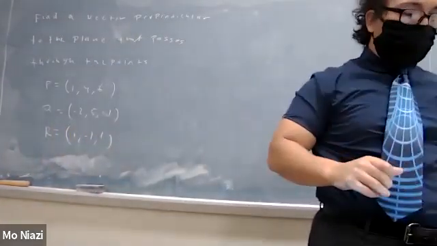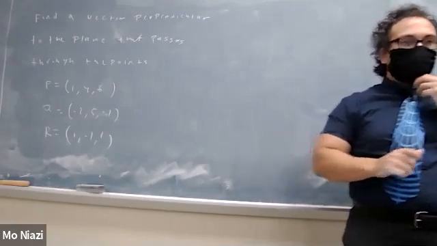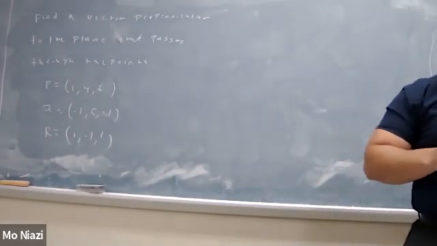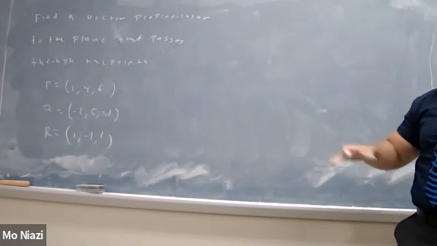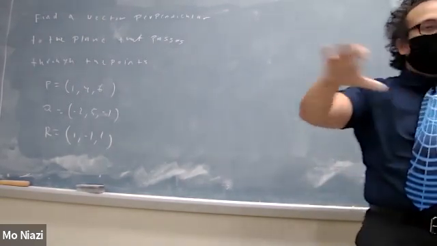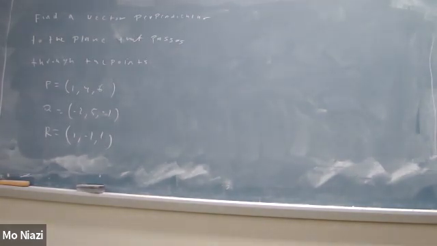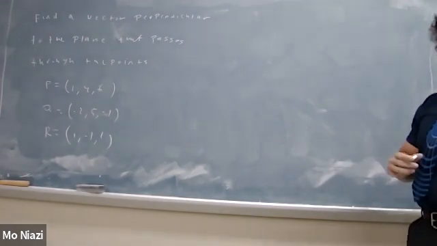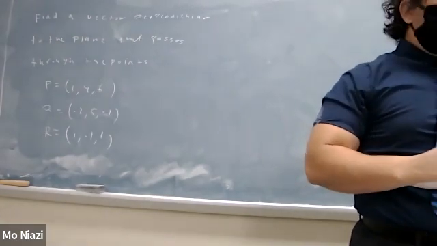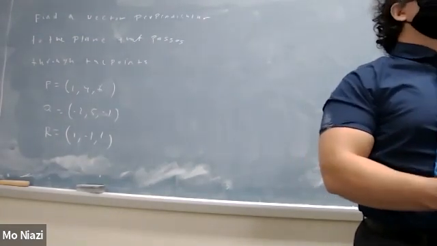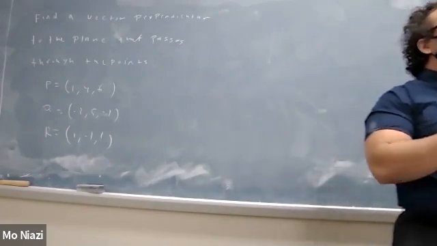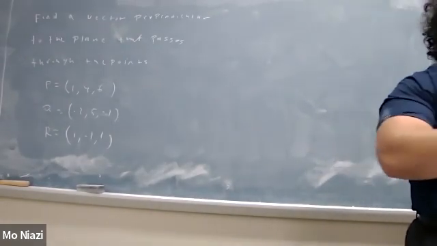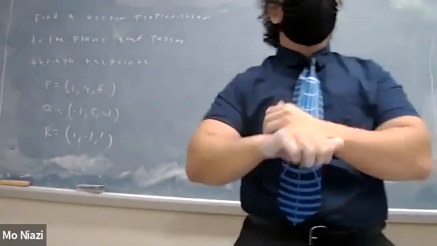Okay, so let's sit back and think about what we want to do right now. We want to find a vector perpendicular to the plane that passes through these points. So these points are on some plane, like right here. And we want a vector that's perpendicular to it, right? What kind of operation between two vectors do you know that, whenever you do this operation between these two vectors, it creates a vector perpendicular to those vectors?